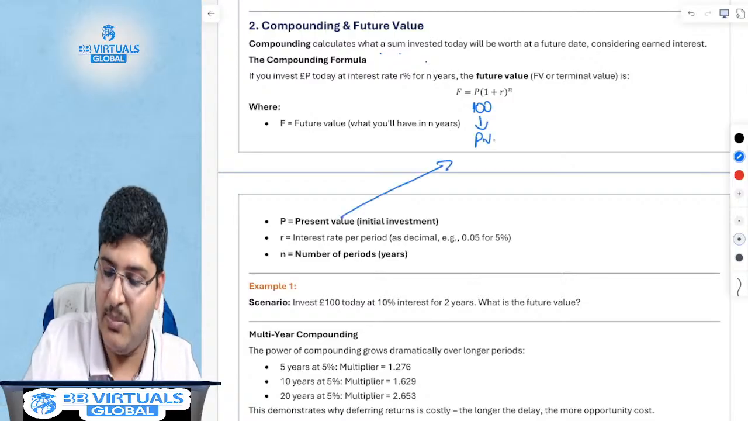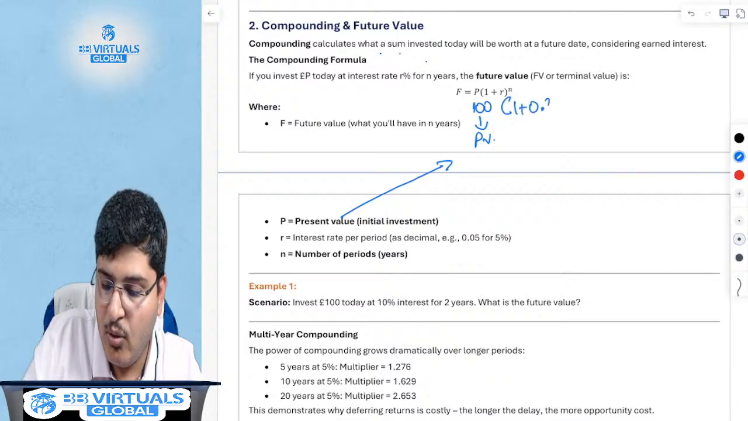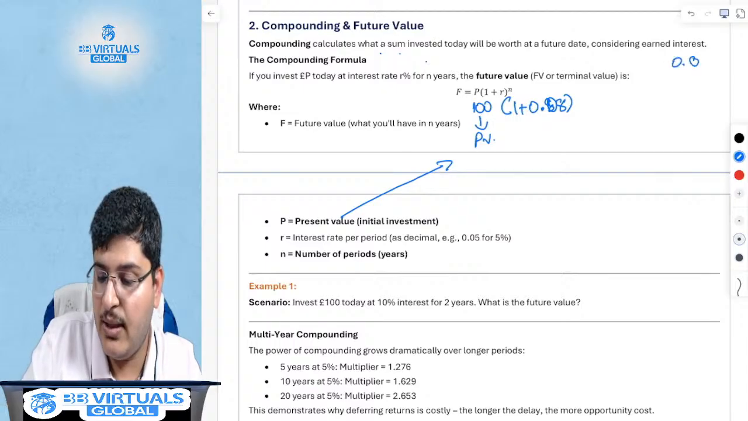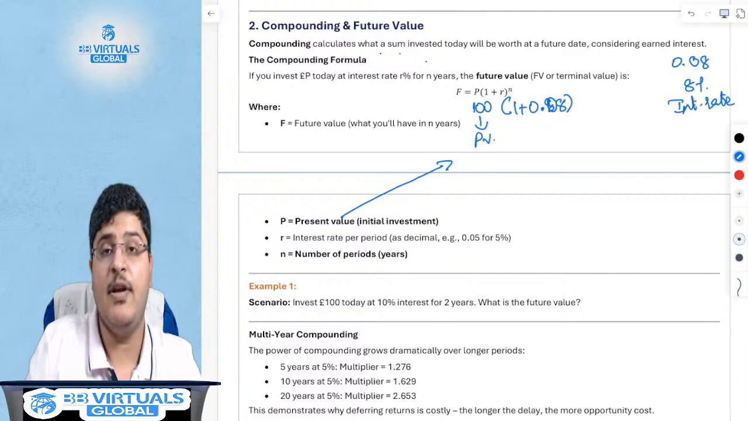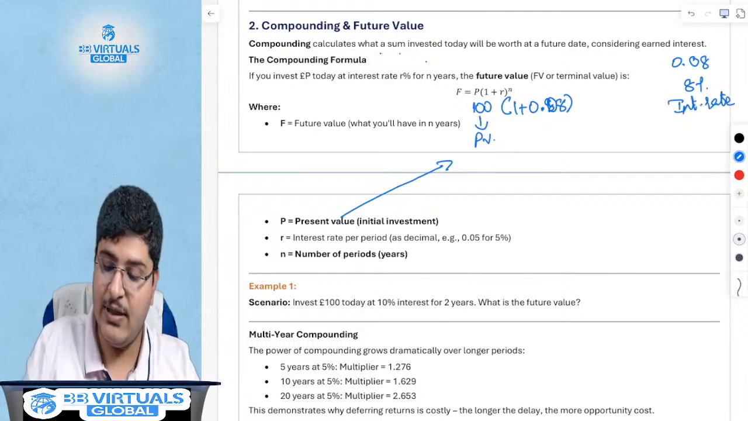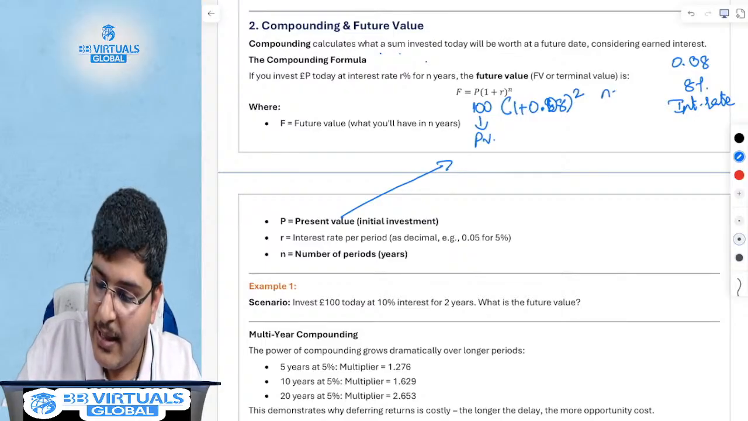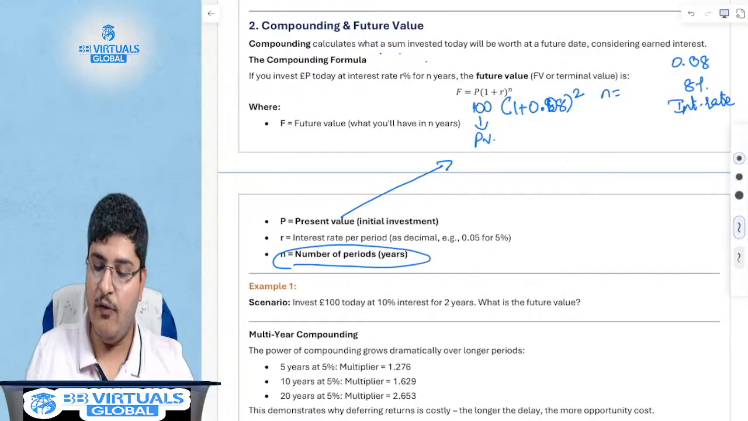P is the present value that we invest today, into (1 plus 0.08). What is 0.08? In our example, that is the interest rate that we receive from our investment, raised to 2. What is n over here? n is equal to the number of periods.